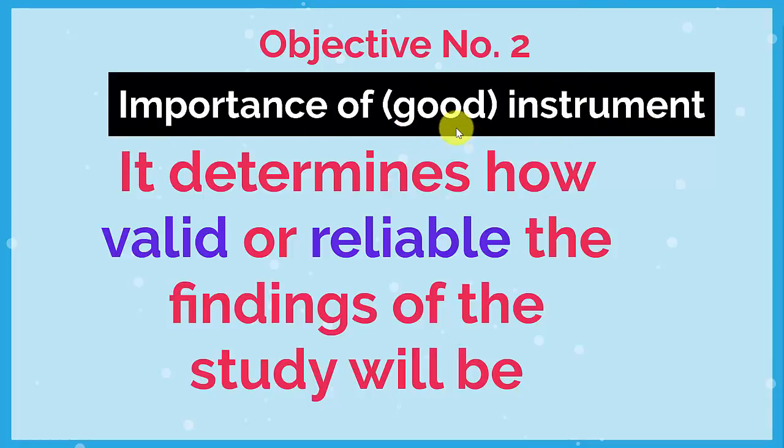Of course, it has to be a good instrument. The instrument determines how valid or reliable the findings of your study will be. If, for instance, you use an instrument, a meter in the science lab, or an instrument like a questionnaire or achievement test, that is not reliable, then you're going to have a challenge.